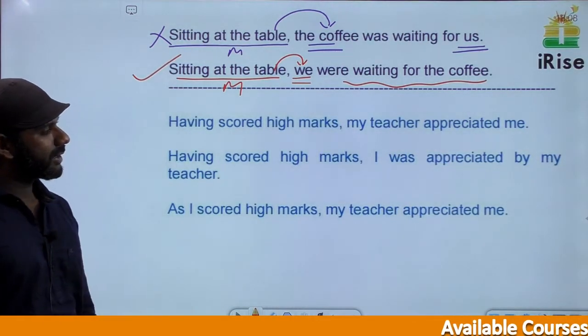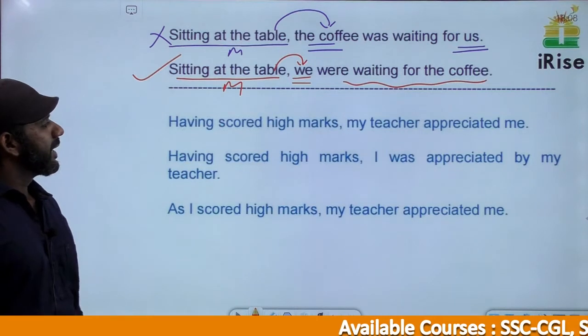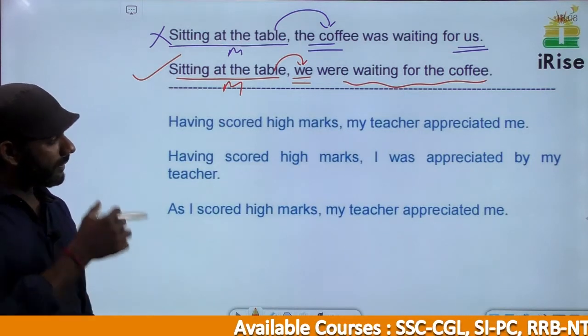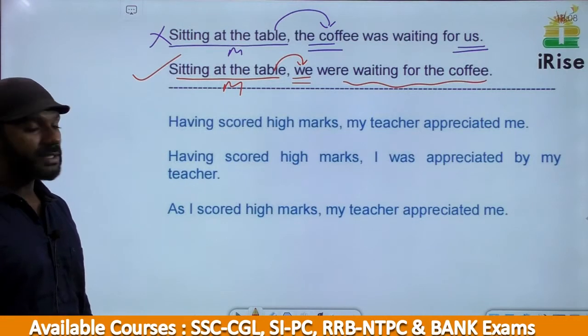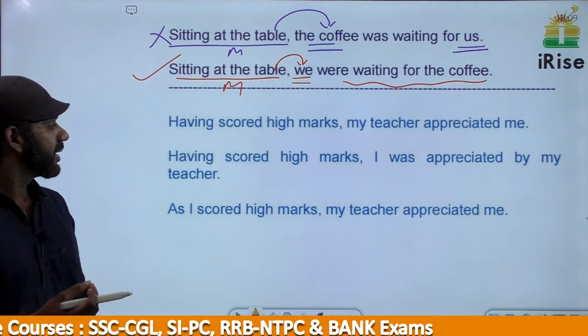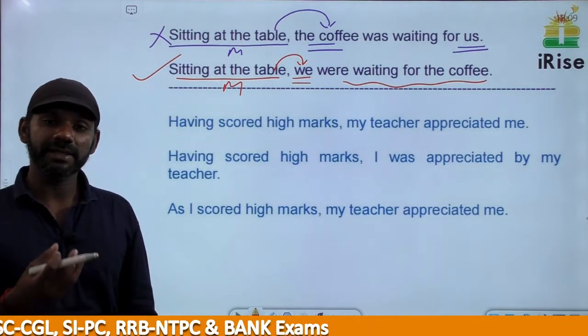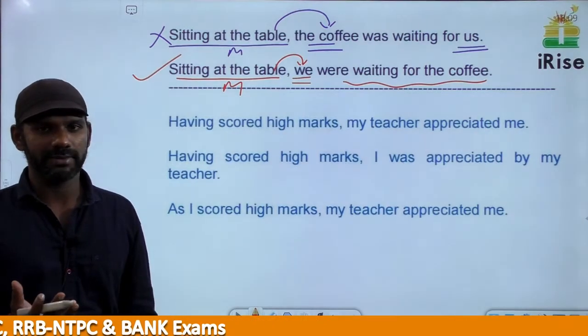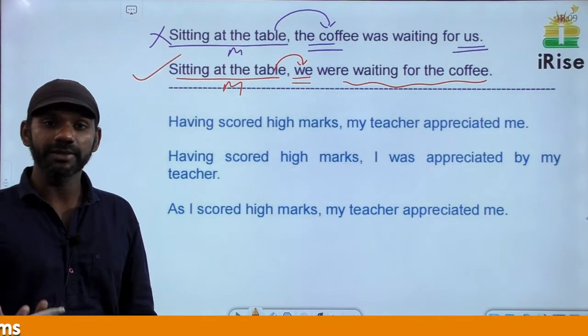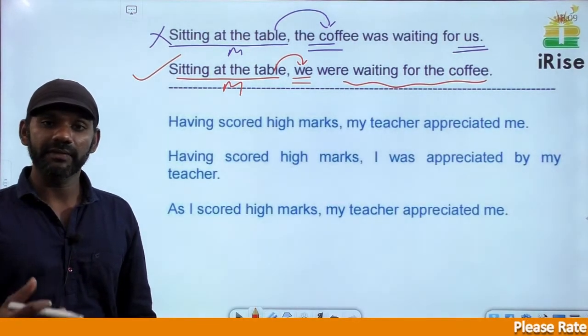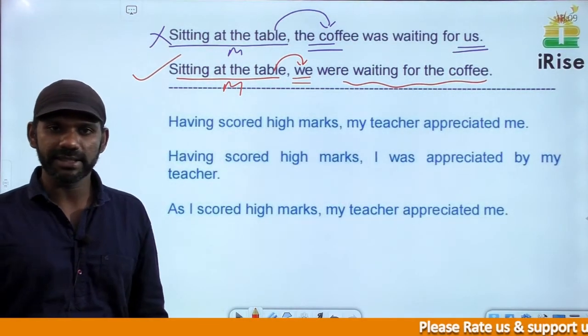Leave the third one. Come to the first. Having scored high marks, my teacher appreciated me. Having scored, no, I'm having high marks means I'm eating high marks. That is wrong. Having scored high marks is correct. Having broken the glass, having taught you, having gone there, having spoken to them, all these are fine.